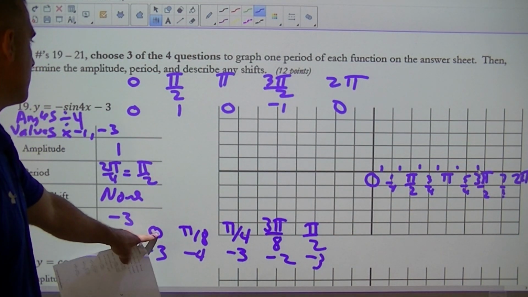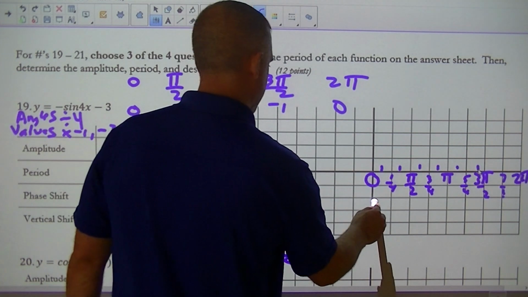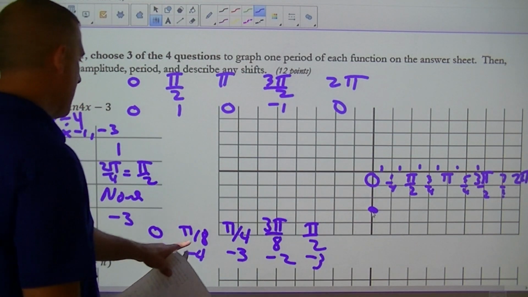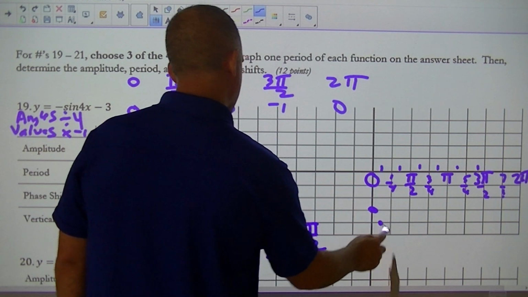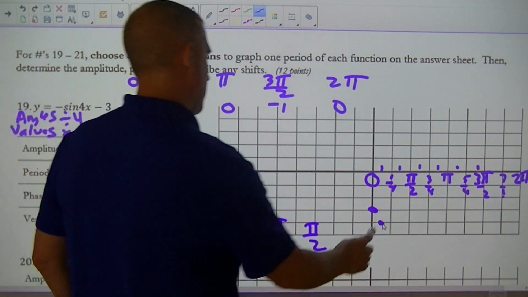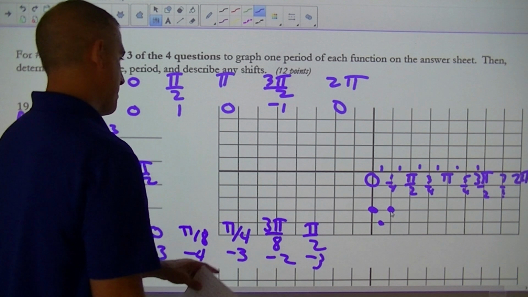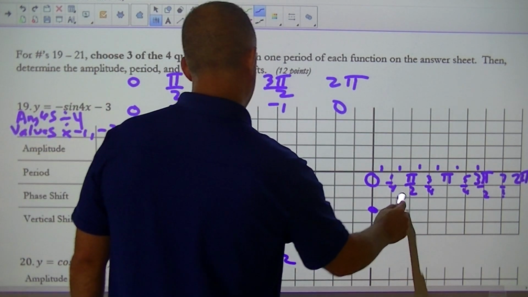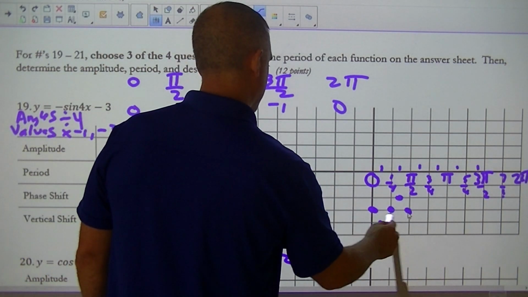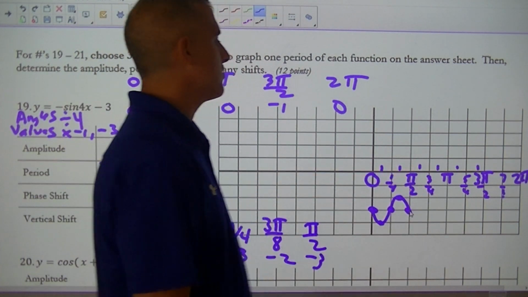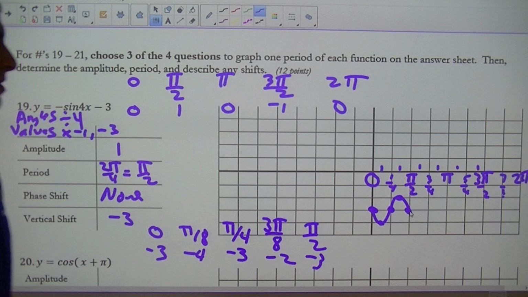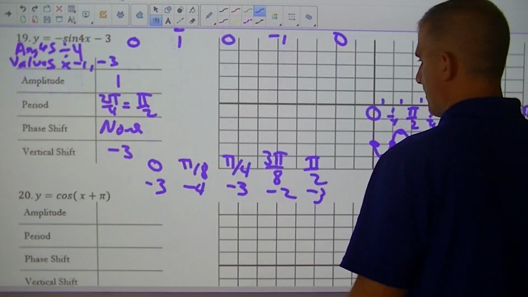Alright, so at 0, I'd plot -3, 1, 2, and 3. At 1/8, I would plot -4, with 1/8 being here. At 1/4, I'd plot -3. At 3/8, I'd plot -2. And at pi, I would plot this. So this is what it would look like. So I would just use these lines as the fourths and then cut those little boxes to make 8ths. It's probably the easiest way to do the graph.